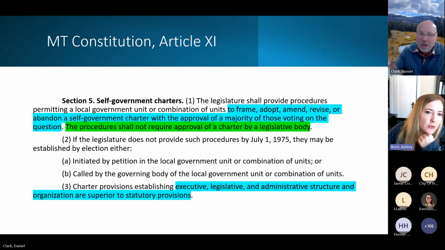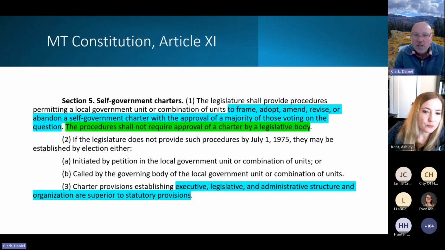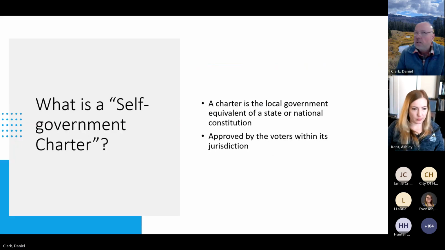Yeah, I just wanted to clarify that there is a limitation. You don't get to write your own state statute for your community because you adopt a charter. Yeah. So all the state law applies to you until you supersede it with an ordinance.